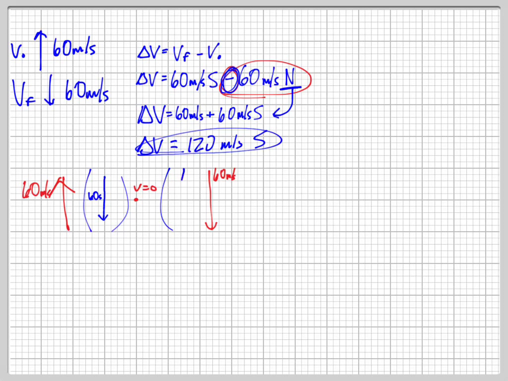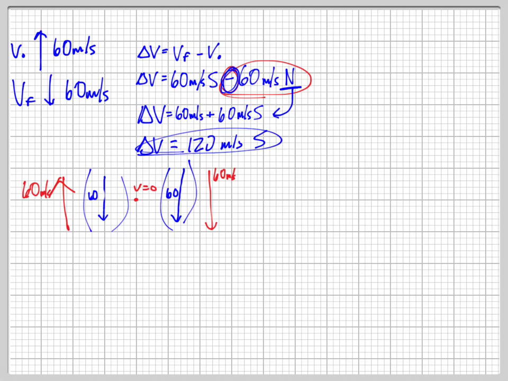That's going to bring me to a stop. Then the next thing is to go from stop to 60 south. That is 2 moves that are 60 meters per second south, giving me a total change of 120 meters per second south.